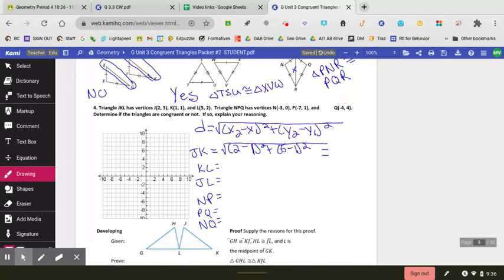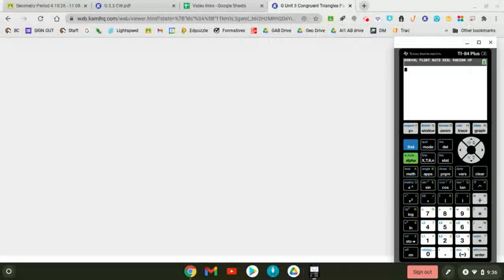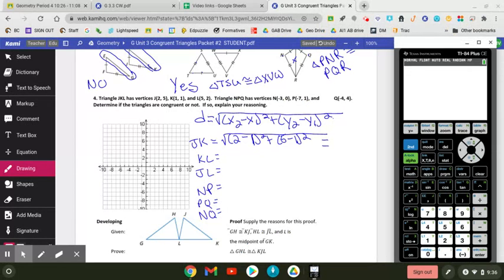So on my calculator, I want to do second square root, parenthesis, 2 minus 1, parenthesis squared, plus parenthesis 5 minus 1, parenthesis squared. And that gives me 4.123105626. So I want you to pause, and find the lengths of the rest, and then come back and check against mine.